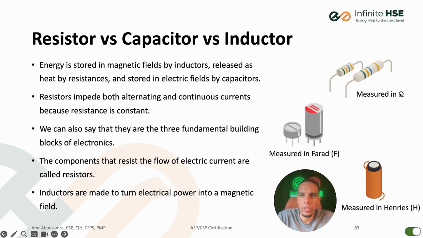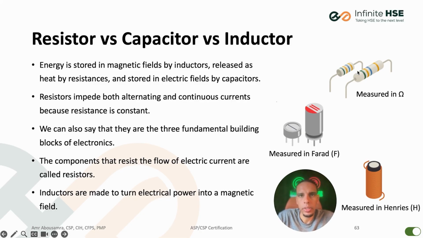And of course, it's measured in ohms. The capacitor is the one in this form, measured in farads. And the last one is the inductor. The inductor basically means a device for induction. It creates induction, from the word induction. It's measured in henries or H. So what's the difference in function between each of them?